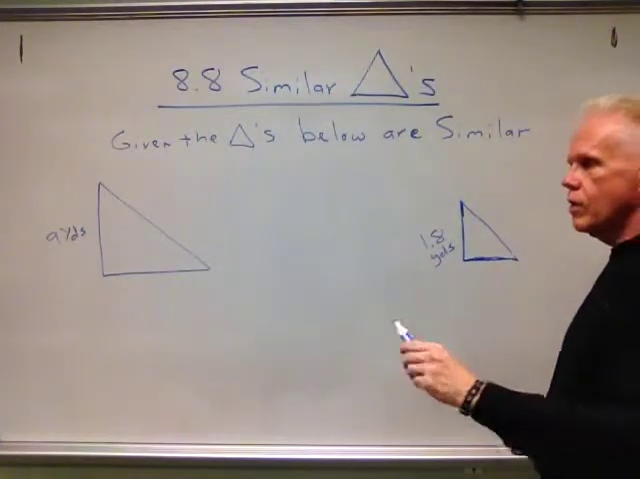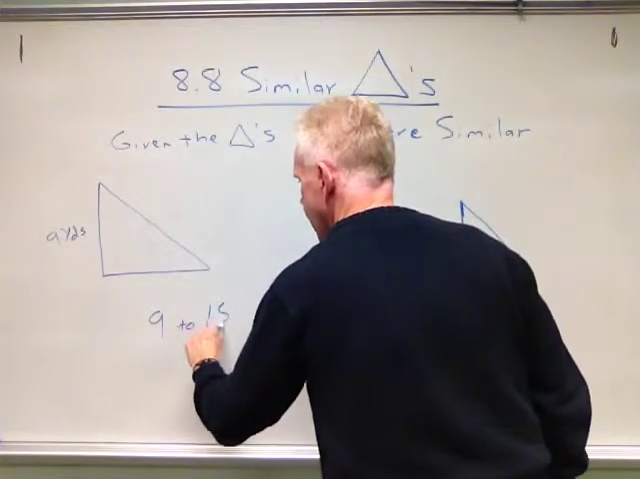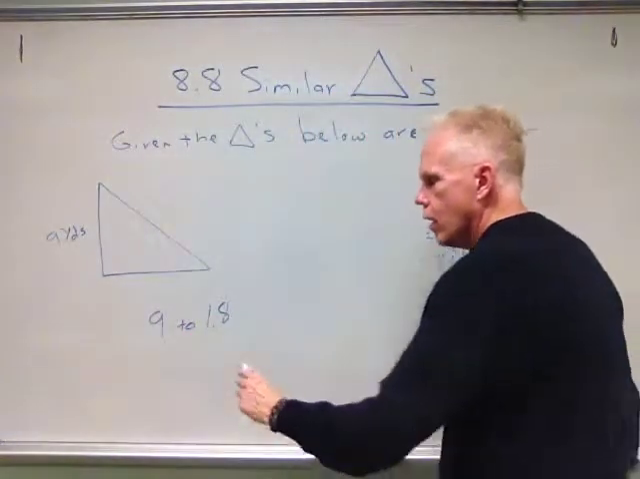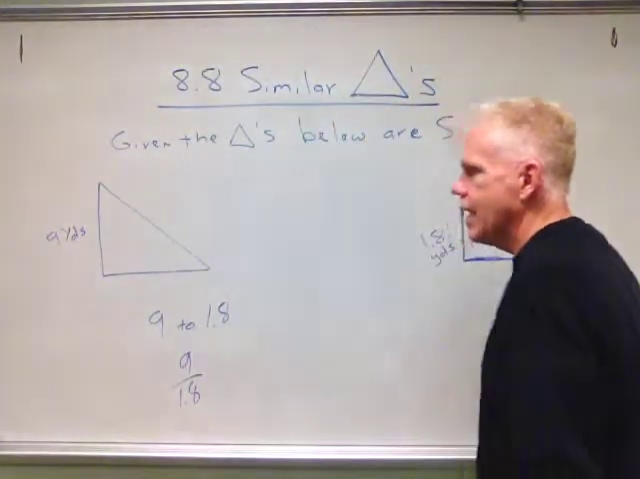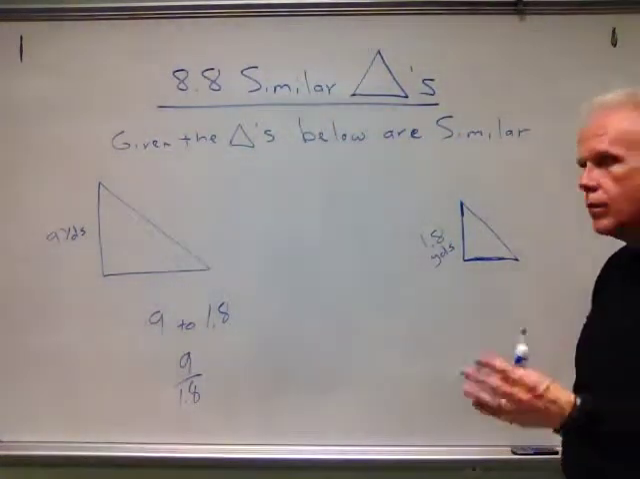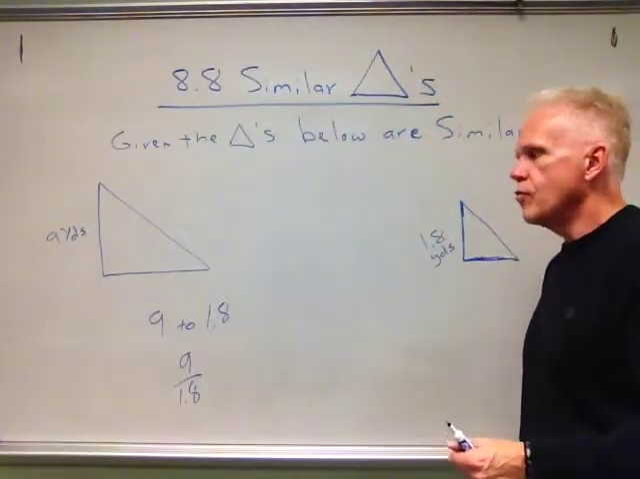We have a ratio of 9 to 1.8. Or we could say 9 over 1.8. That's the ratio that we have here that we're working from with these similar triangles.